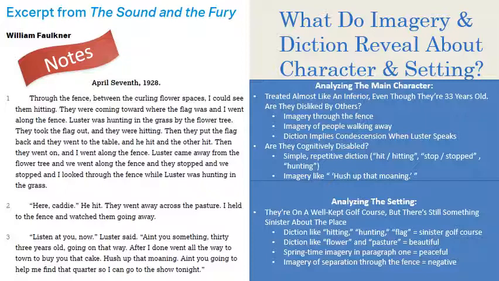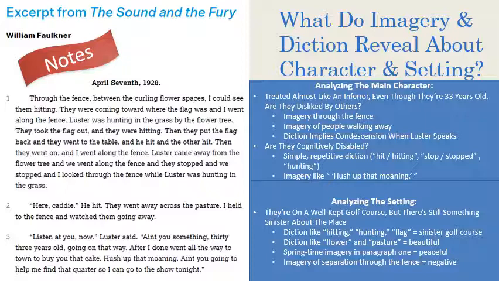Then we can start picking up on the beauty of the place with diction like flower and pasture. Flower, I believe, is used at least twice in paragraph 1, and pasture is used once. Pastures are usually very calm and peaceful places, in contrast to the kind of violence implied in it.